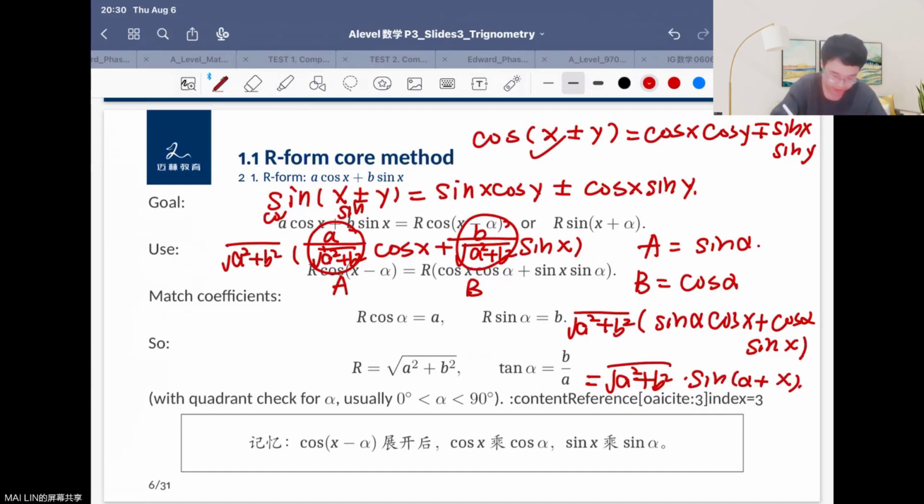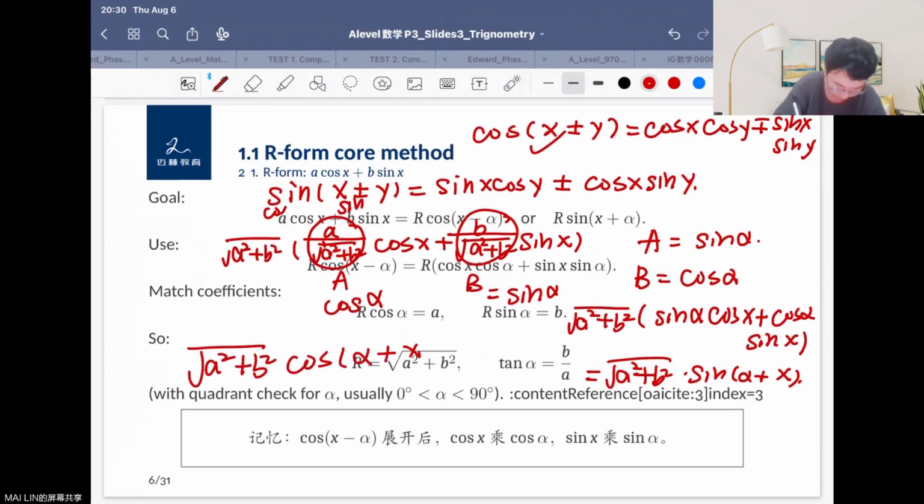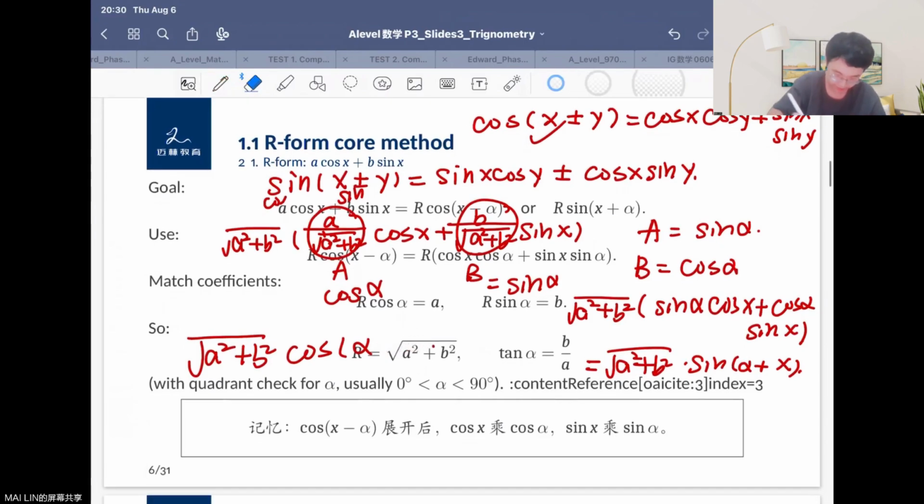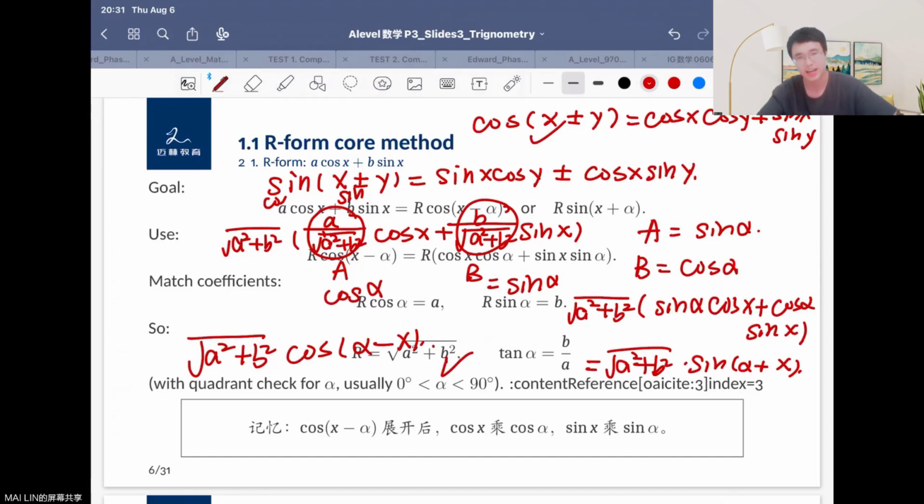And if we consider this as cosine alpha and this as sine alpha, it becomes the square root of a squared plus b squared times cosine of alpha plus x. Oh, sorry, alpha minus x. That is how we consider it. So R means we extract the square root of a squared plus b squared, and alpha is what we calculate to find its exact value. That is how we consider the R form.